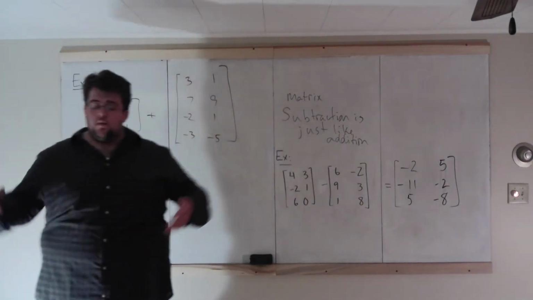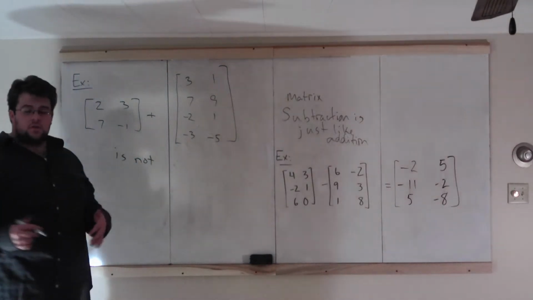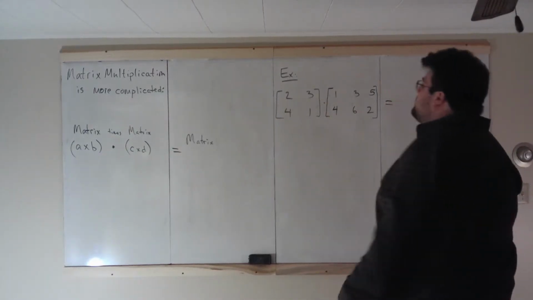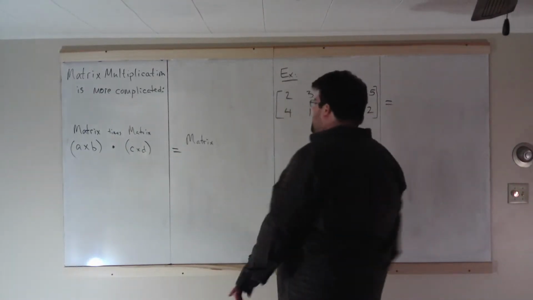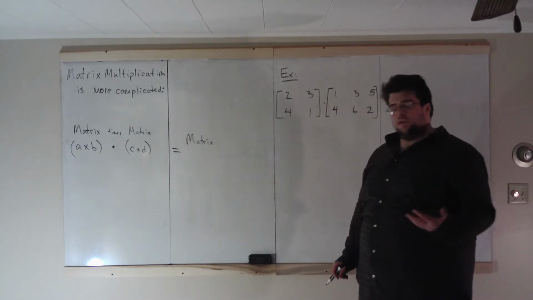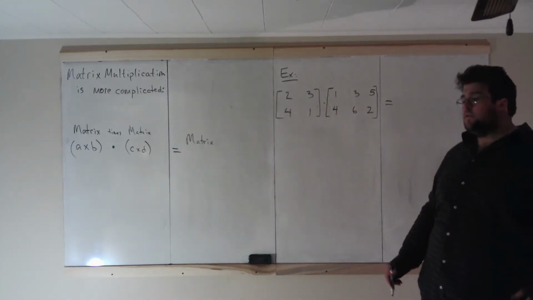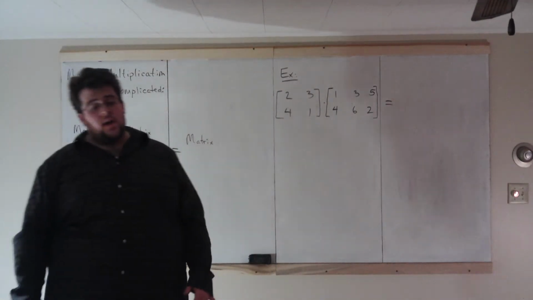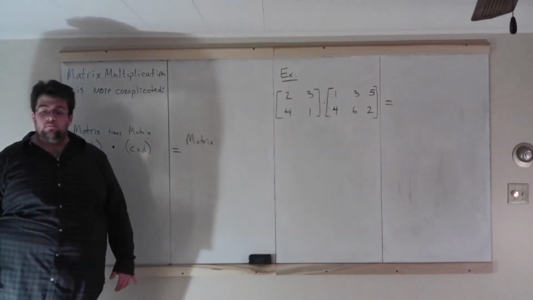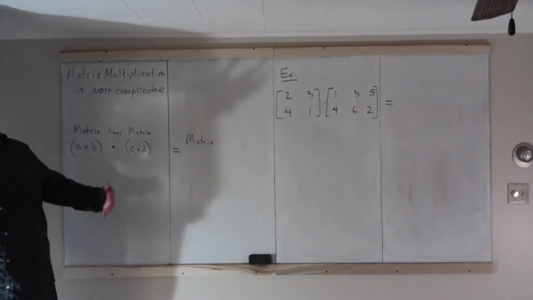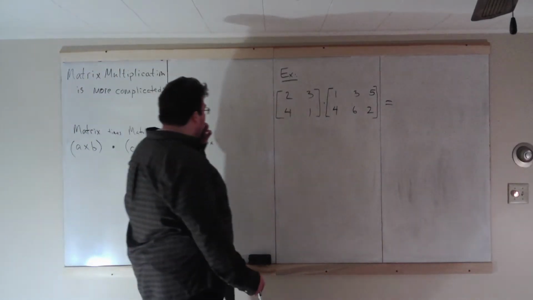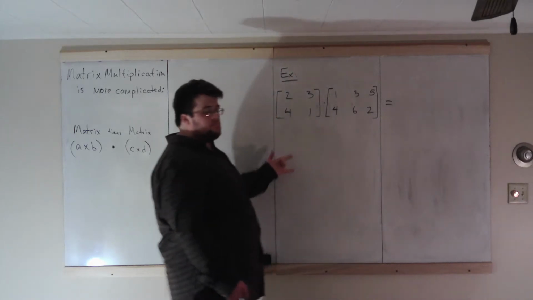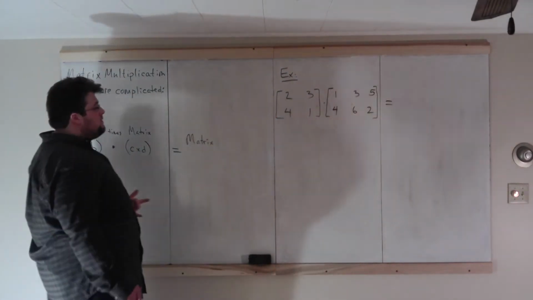Matrix multiplication is not. Matrix multiplication is much more complicated. So let's discuss that next. Now, matrix multiplication, just like addition and subtraction, isn't always defined. But it's not just not defined when matrices don't have the same size. Matrix multiplication could exist for matrices which don't have the same size. So this example over here, we have a 2 by 2 and a 2 by 3. This multiplication will exist even though they don't have the same size.